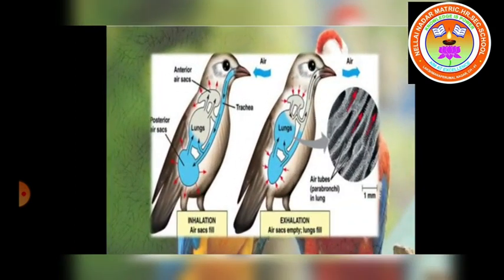So here in this picture you can see the air sacs. So the lungs are provided with air sacs. Respiration takes place through the lungs which have air sacs in them. So inhalation and exhalation of air takes place in the lungs along with the air sacs.